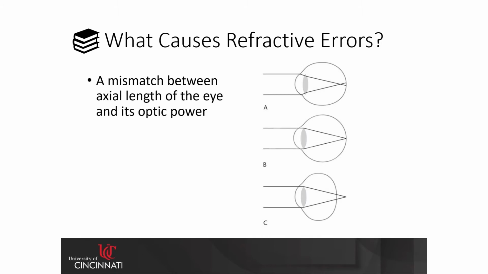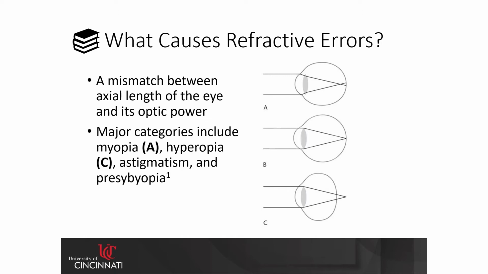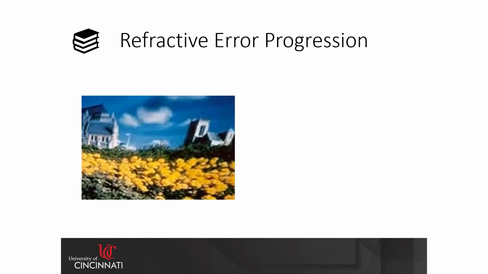When there is a mismatch between the eye's axial length and its optical power, light is not successfully focused on the retina, causing a refractive error. The three main categories are myopia, hyperopia, and astigmatism. On the left is a simulated picture from the perspective of a patient with astigmatism to help you understand the impact that refractive errors can have on vision.